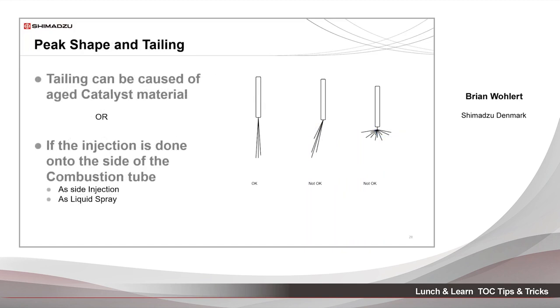What you from time to time can also see is that the peaks are tailing. Tailing peaks indicate that there's something wrong on the system. It can indicate that the catalyst has aged and needs to be changed, or that the injection of the sample is not done properly. Either the sample is injected onto the side of the catalyst tube, or it's spread out to the side of the catalyst tubes. These two things will cause tailing on the peaks.